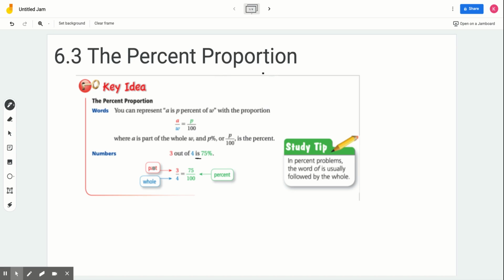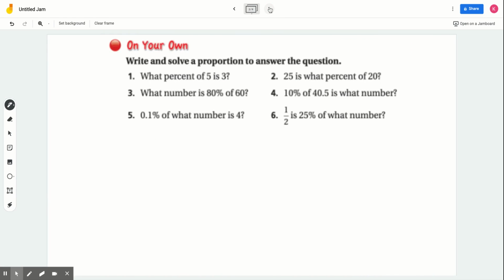Other words that we can use other than the part and the whole. The word is is going to be somewhere near the part, often, except that there is sometimes two of the words is in the direction. So let's take a look at what some of these are going to mean. Then the word of is often near the number that will be the whole. So let's take a look at some of these examples.